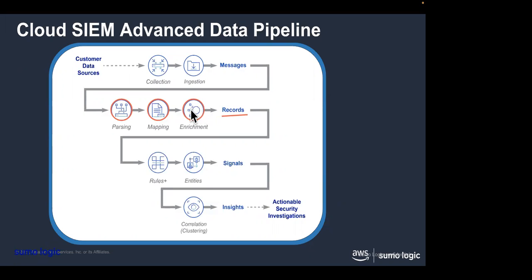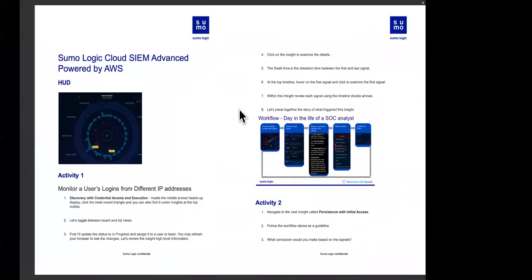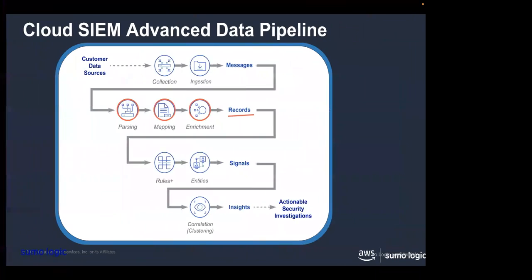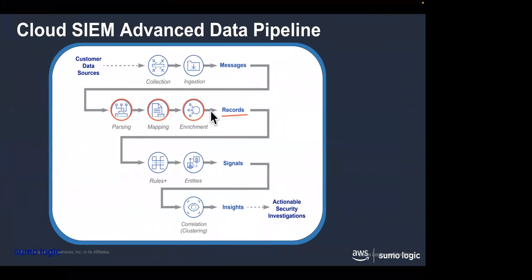And we're going to map them to known fields inside of this Cloud SIEM Advanced product. We're also going to enrich this. We're going to go to CrowdStrike and look up the IP address or the domain name or whatever to see if it's a known threat. That generates something called records. So earlier I mentioned that in our environment we had a bunch of records. My records are basically the results of parsing, mapping, and enriching.